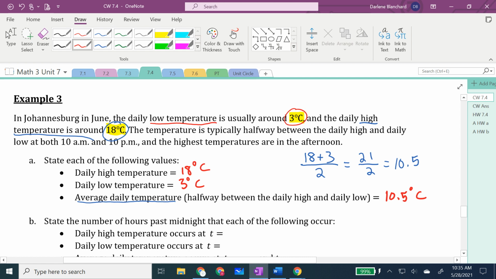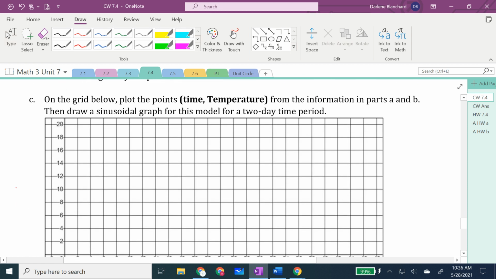Now let's go over to the graph and let's put down those 3 numbers for the y values, because the y values are the temperatures. The high is 18. The low was 3. And the average temperature was 10.5, which would be about there.